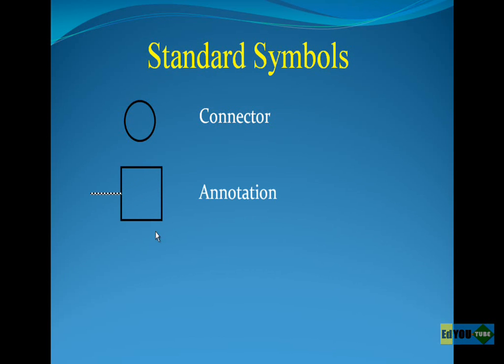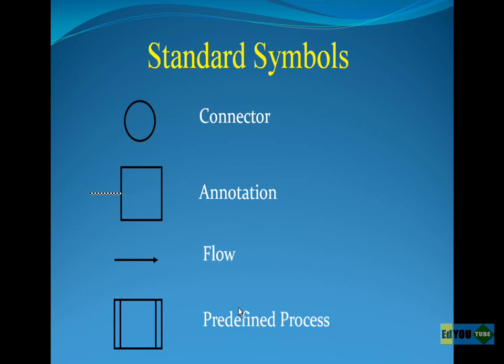The next shape is the broken line box. This is a broken line box. It is used for annotation. It means we write some notes for future reference. And the next one is the arrow shape. This arrow is used to show the flow and joins two symbols. And the next one is the double-sided rectangle. It is used for denoting a predefined process like functions, etc.